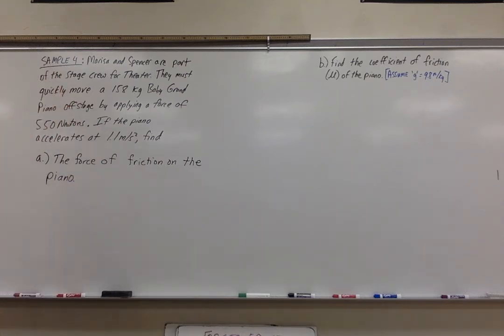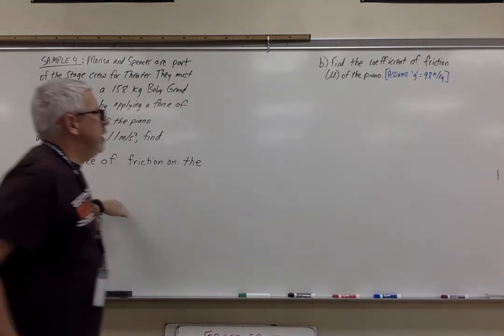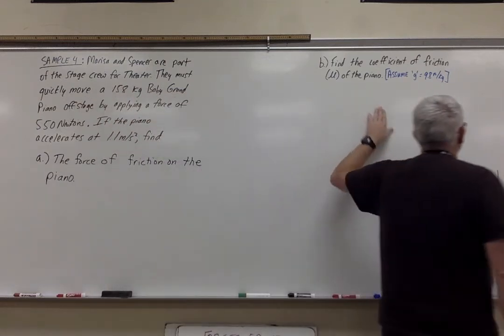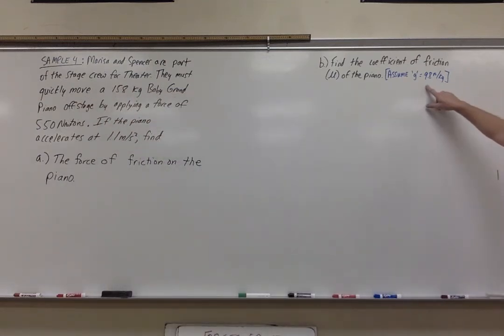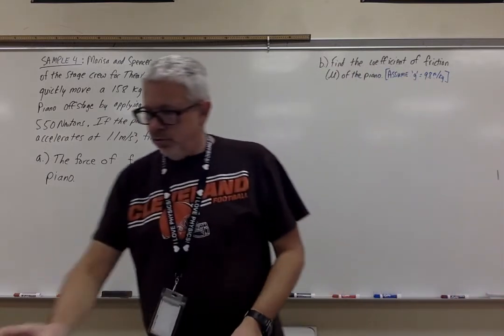Let's assume that Marissa and Spencer are part of the stage crew for theater. They must quickly move a 150 kilogram baby grand piano off stage by applying a force of 550 newtons. The piano accelerates at 1.1 meters per second squared. Find the force of friction on the piano, and then the coefficient of friction on the piano. And I'm going to assume for my calculations that G is 9.8 newtons per kilogram. Again, you could use 10 if you so choose.